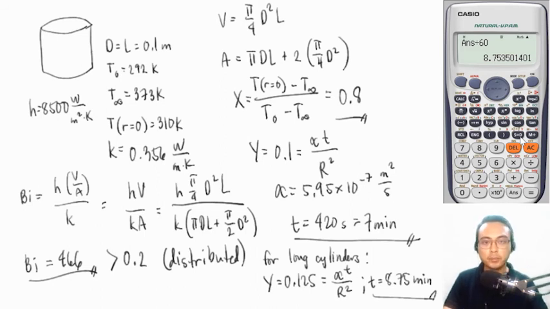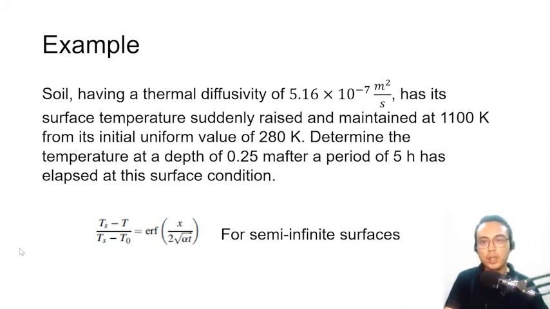Let's proceed. Last example. Soil having a thermal diffusivity of 5.16 times 10 raised to negative 7 square meter per second has its surface temperature suddenly raised and maintained at 1100 Kelvin from its initial value of 280 Kelvin. Determine the temperature at a depth of 0.25 meters after a period of 5 hours has elapsed at this surface condition. This is an example of a semi-infinite surface wherein heat is only introduced on one side of your geometry.